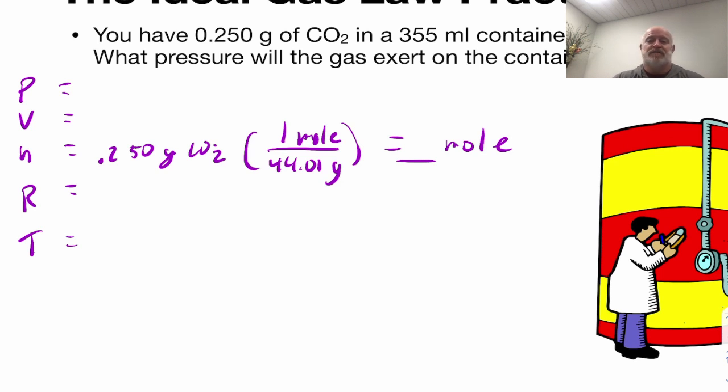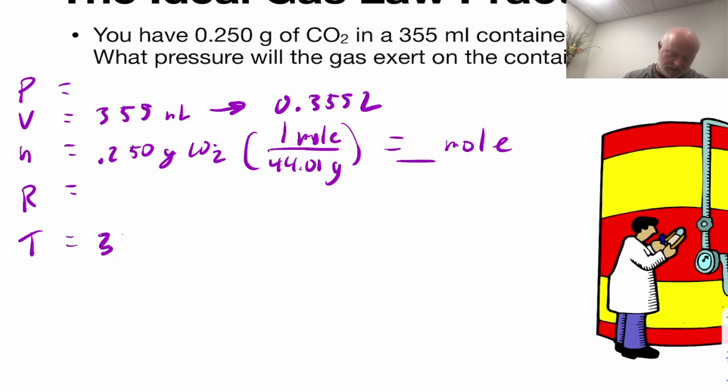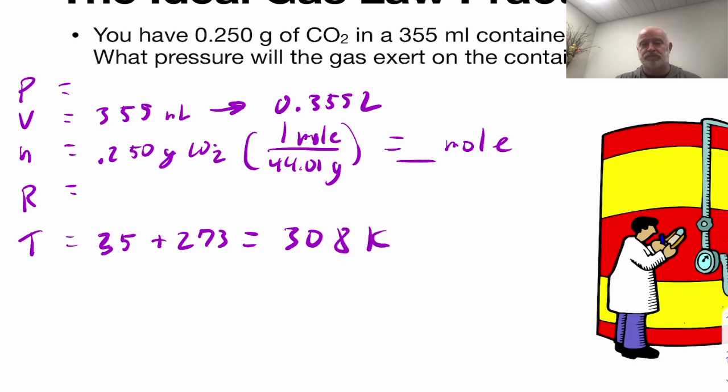I have 355 milliliter container. Again, milliliters is not what I want here. So my volume at 355 milliliters, I'm going to have to slide my decimal to make that 0.355 liters. Okay. I'm at 35 degrees Celsius, which will say, oh great, temperature. But remember, I can't use Celsius, so I have to add 273 to this to be able to solve this also, okay? So 35 plus 273, that would be 308, I believe, kelvins, okay?